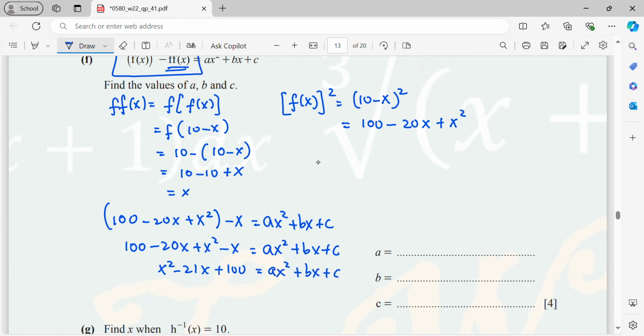Now when you compare, my a obviously is 1 because here is 1. So a is 1. My b is negative 21, which is the coefficient of x. And then my c is 100. That is a constant.